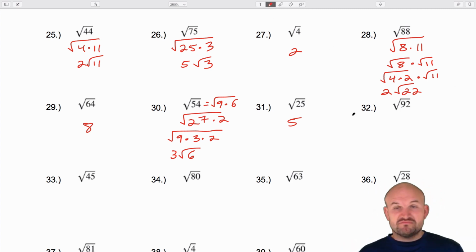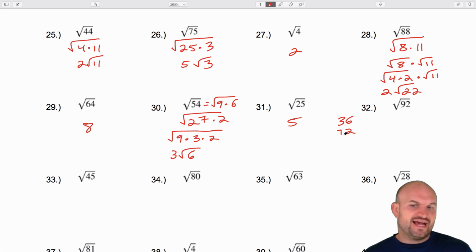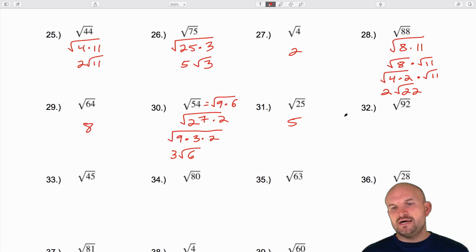So again, let's try to go through this. 49 times 2 is going to be 98, so that's not going to work. So I could do 36. 72, if I added another 36, that's not going to work. So it's not 36, not 25. Let's do 16. That'd be another number that's possible.